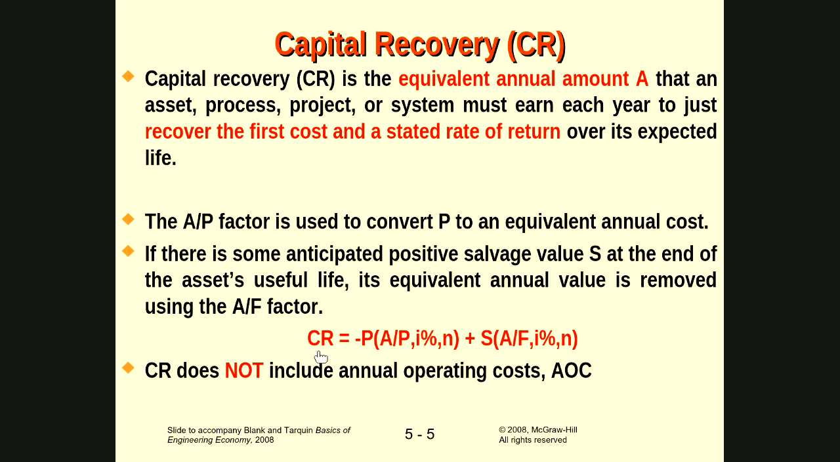So in the equation here, you are finding the annual amount because the formulation says A given P. You are converting the initial cost to annual, and the salvage, you are converting future to annual. But the thing that is not included in the capital recovery, the last sentence, CR does not include annual what? Operating cost, the maintenance cost. Remember the car example.